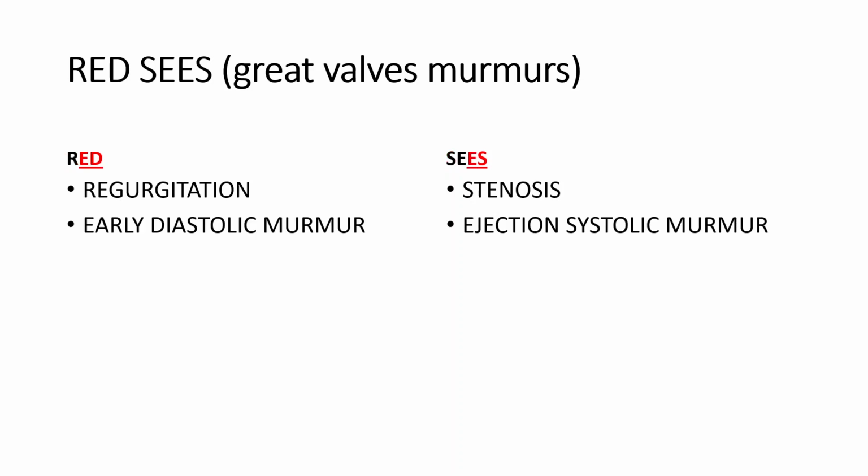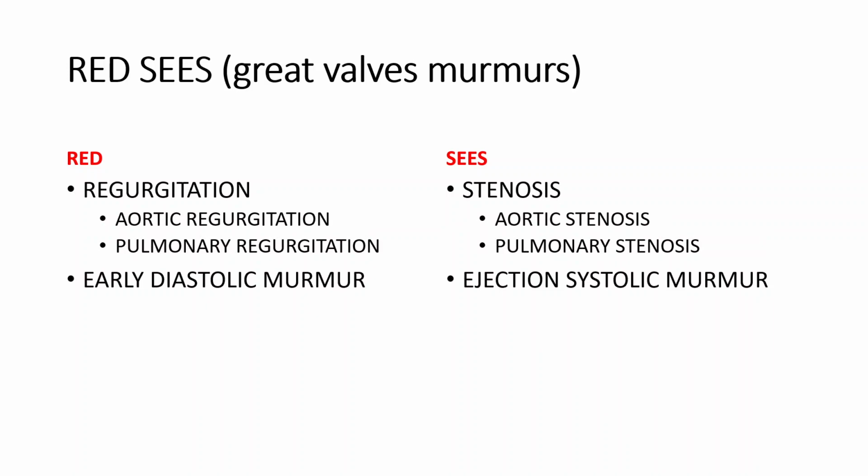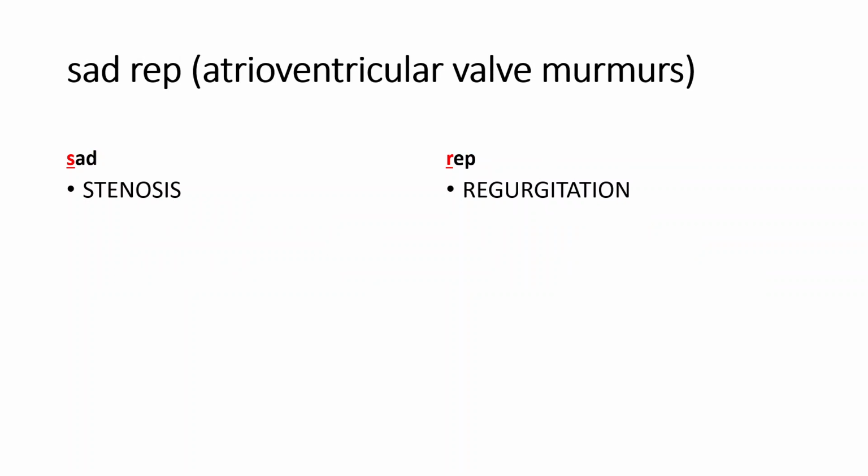The ED in RED stands for early diastolic murmur, whereas the ES in C stands for ejection systolic murmur. So we have early diastolic murmur is caused by regurgitation. Regurgitation where? In the aortic and the pulmonary valves. Also, ejection systolic murmur is caused by what? Stenosis. Stenosis in the aortic and pulmonary area.